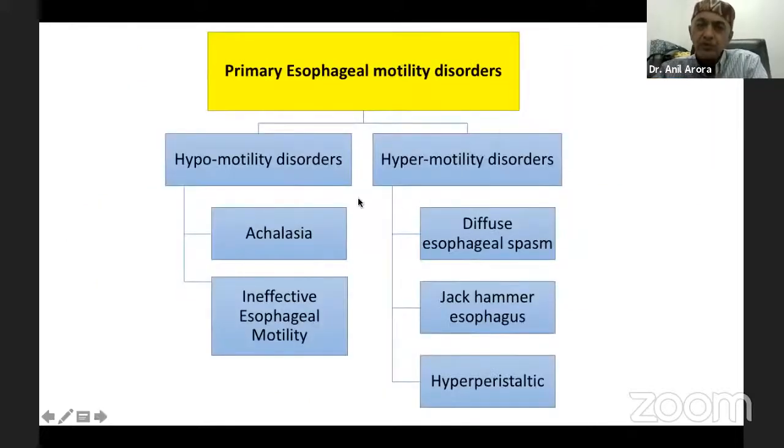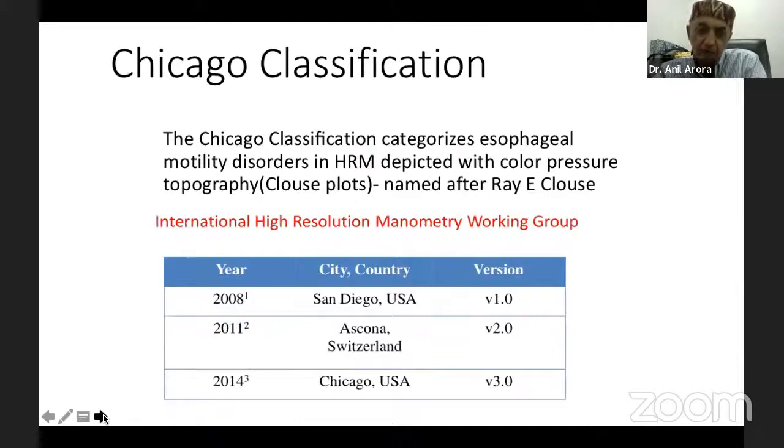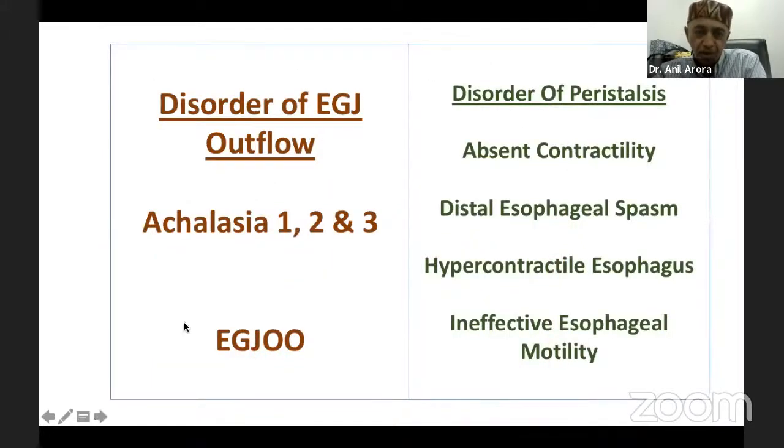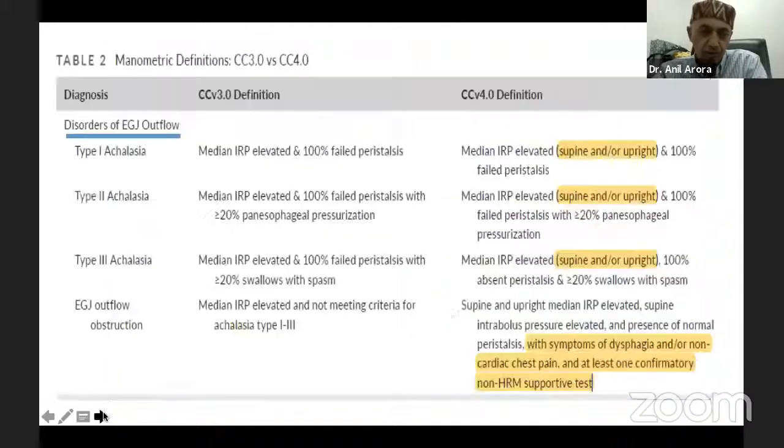But coming on to the primary esophageal motility disorders, by the Chicago classification, we try to define them as hypomotility disorders or hypermotility disorders. Hypomotility disorders are primarily in the form of achalasia cardia or ineffective esophageal motility, and hypermotility disorders are primarily in the form of diffuse esophageal spasm, jackhammer esophagus, and hyperperistaltic esophagus. There have been various versions of the Chicago classification. The currently followed version is the one released in 2020, again trying to characterize the diseases as esophagogastric junction, EGJ, outflow obstruction, or disorders of the peristalsis, which we will come to one by one.